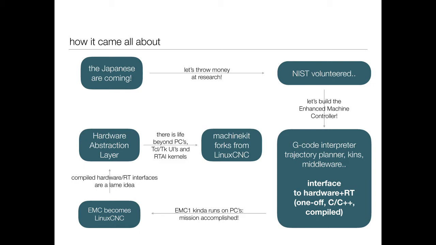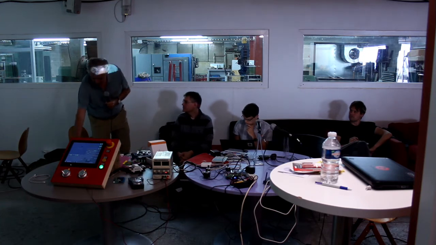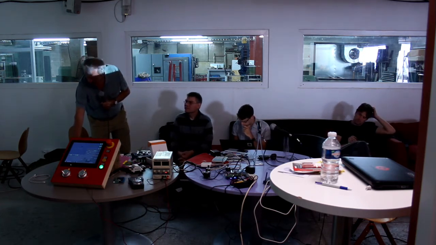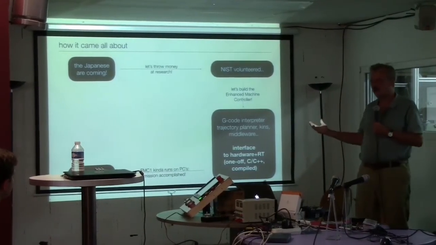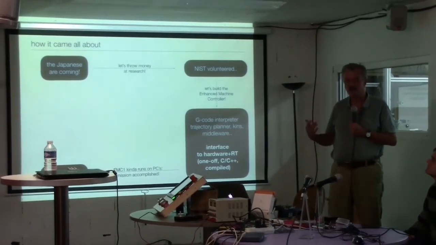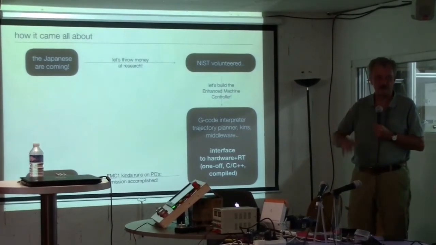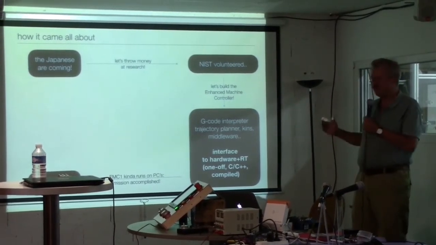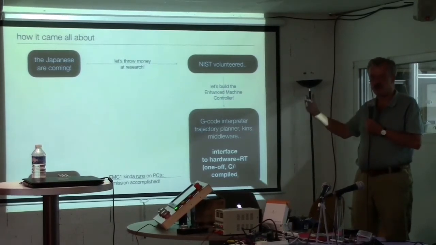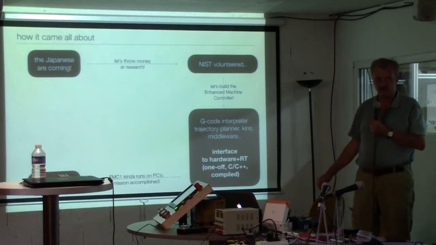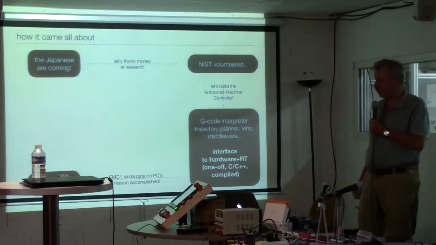They showed off their prototype, Enhanced Machine Controller 1. It runs only on PCs. Mission accomplished, and off we go to the next research contract. That's how it works in academic research. Eventually, since all this was funded by public money, the software was by definition in the public domain. So it fell out of the research environment, if you will, and was adopted by a group of folks who mutated it into what became LinuxCNC. That's the origin of that project.